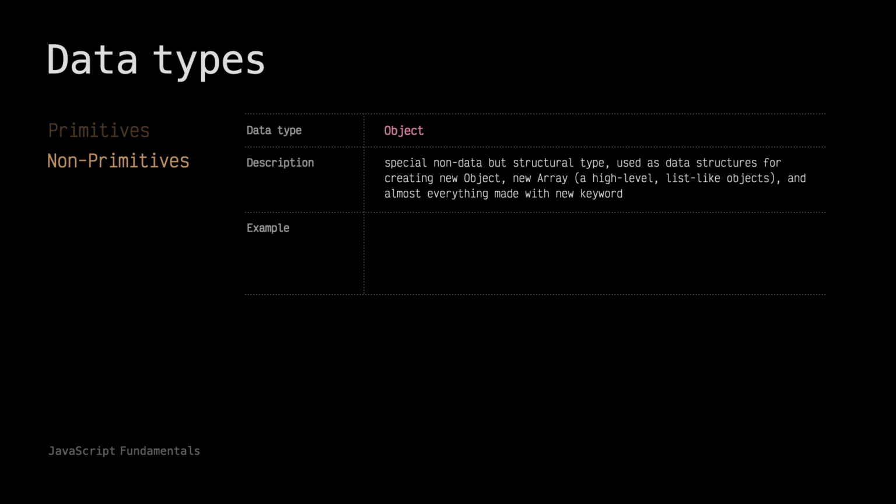Objects are used to store keyed collections of various data and more complex entities. Objects can be created using the Object constructor or object initializer notation, which is also known as literal notation. Objects are lists of properties. A property is a key-value pair where the key is a string, also called the property name, and the value can be anything.